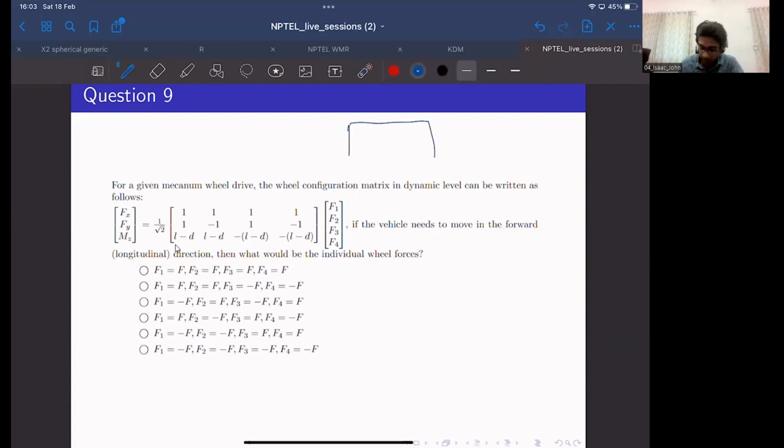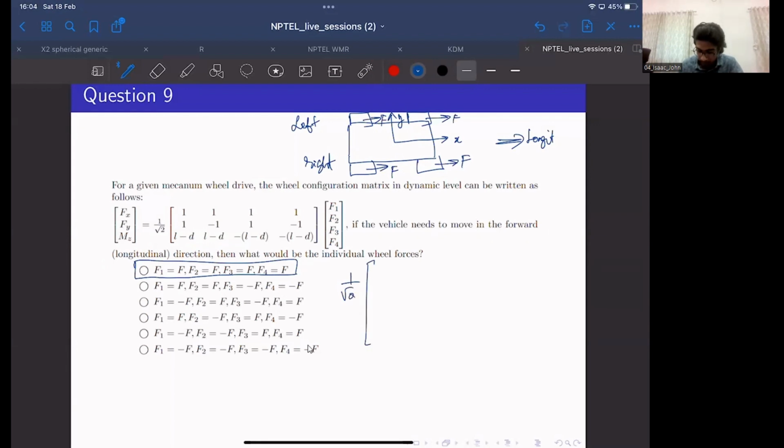If this is a mecanum wheel, again roughly reproducing the frame, this would be the longitudinal direction, left side, right side. Again, we'll go forward with the most intuitive solution. All 4 wheels have a positive F component along the longitudinal direction. So we'll try that out.